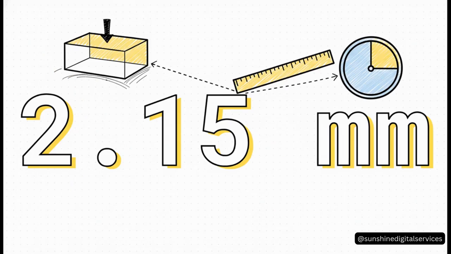But it's not just about the pretty colors. It's about incredible precision. The simulation gives you hard numbers. For example, it can predict that this specific part will bend by a maximum of 2.15 millimeters under a certain load. That is not a guess. It's a calculated prediction. This is the exact kind of data engineers need to know if a design is going to work or if it's going to fail.